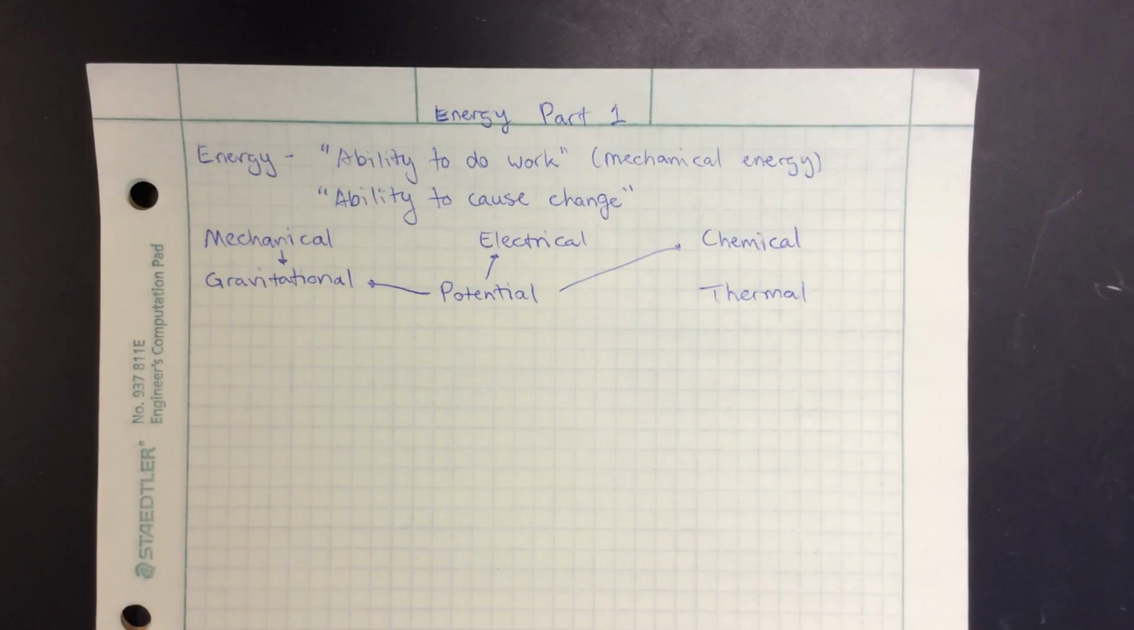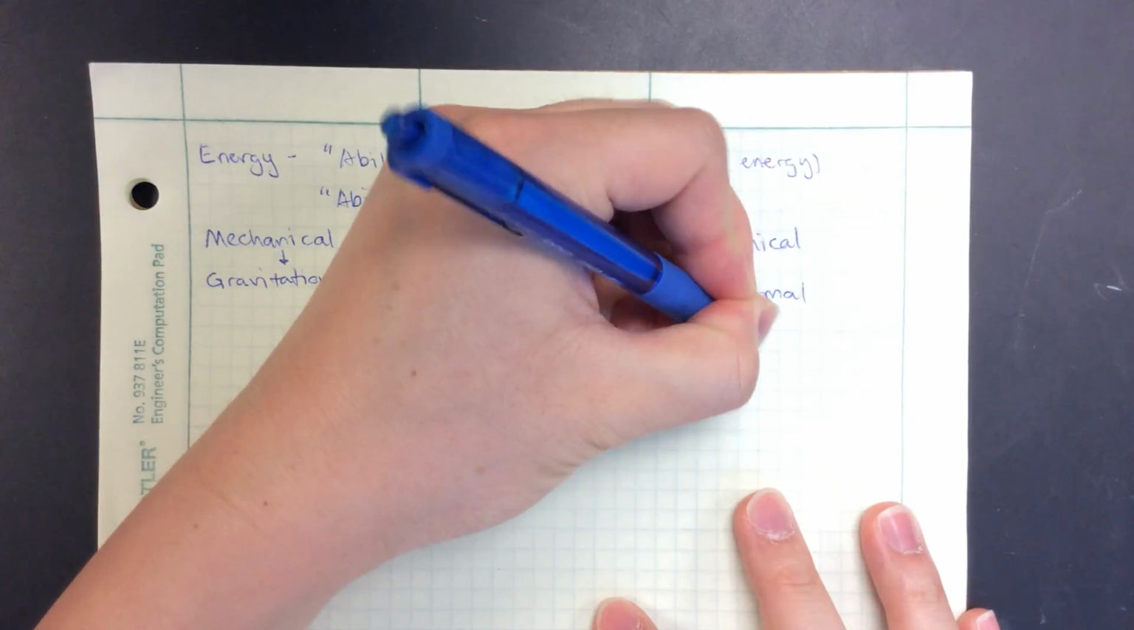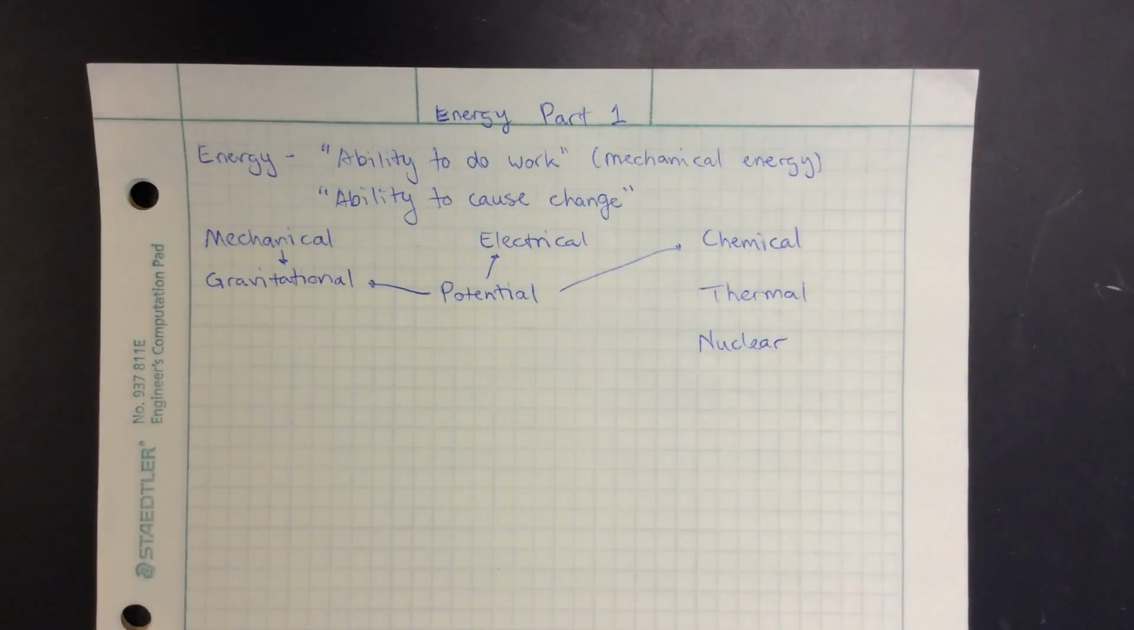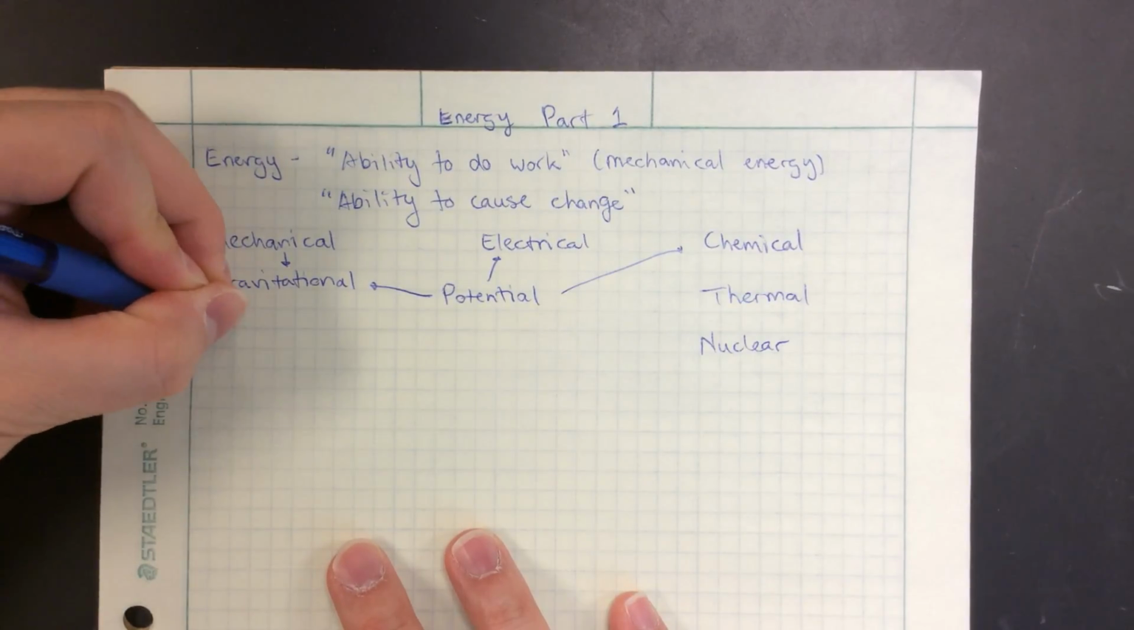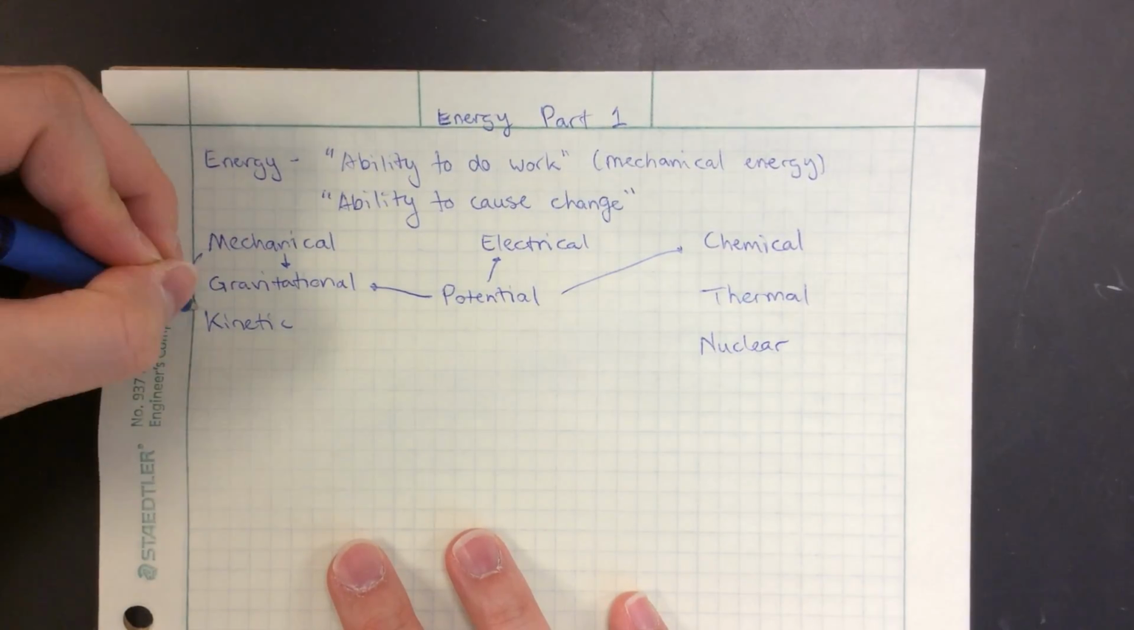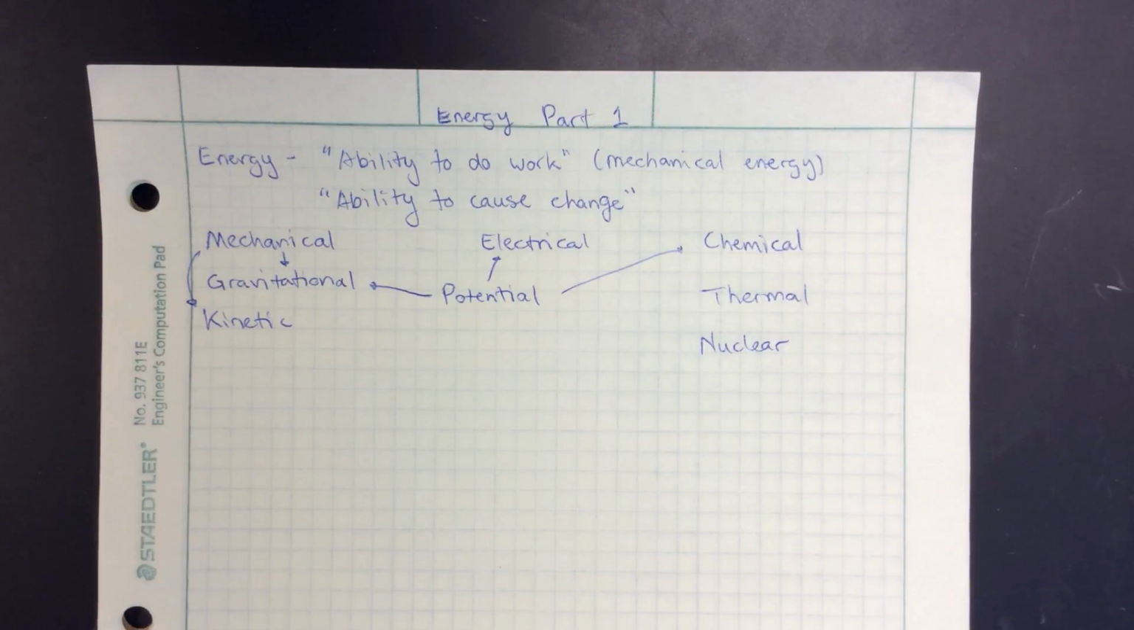What's nuclear energy? Okay. Nuclear. Go ahead. Where does that come from? Why is that a thing? It's just people just say that. Yeah, Akash. Kinetic. Cool. Kinetic energy. Okay, kinetic energy is another form of mechanical energy. What else?